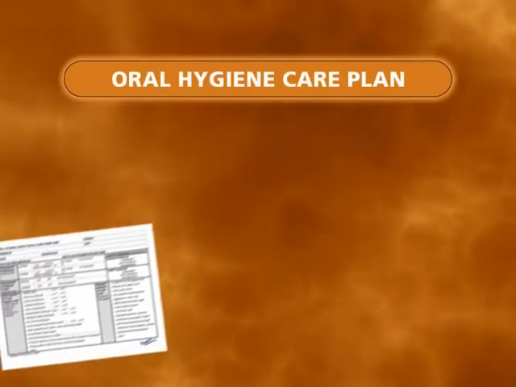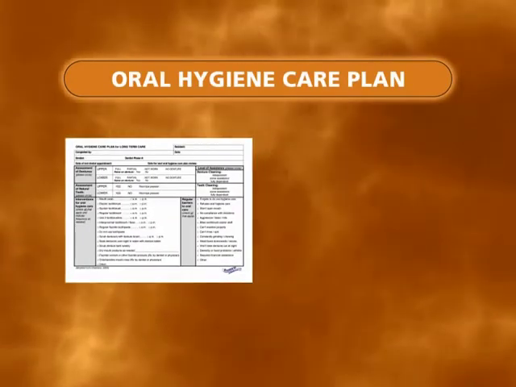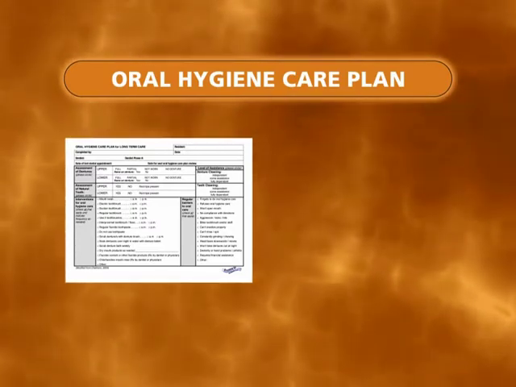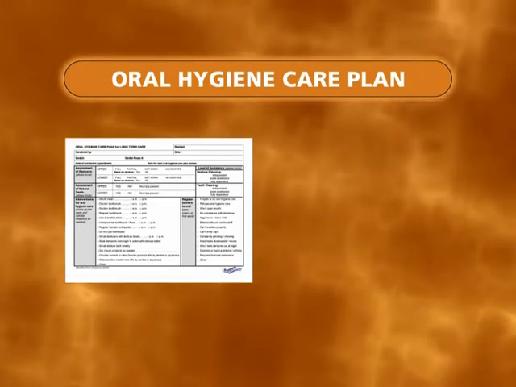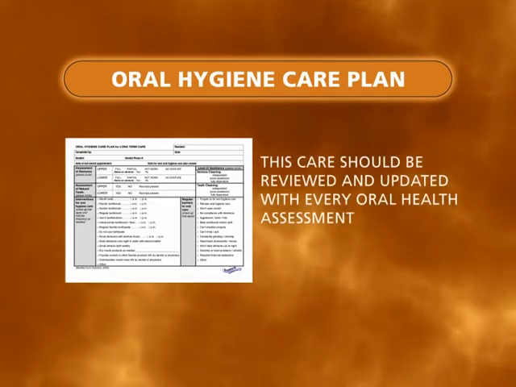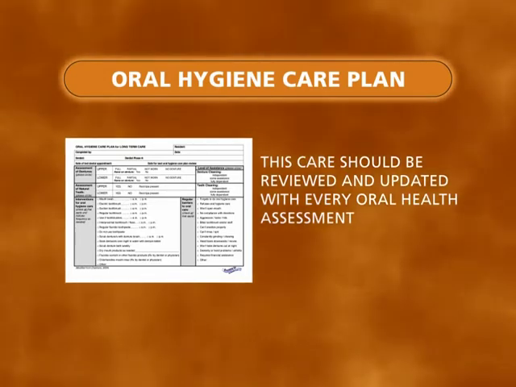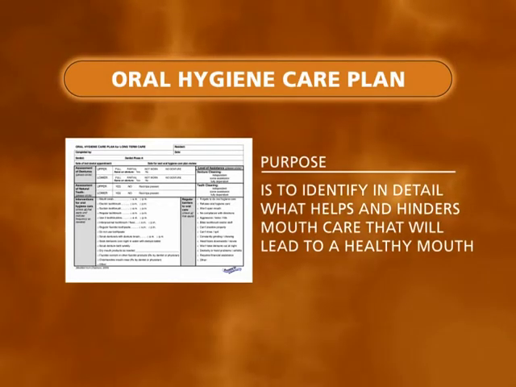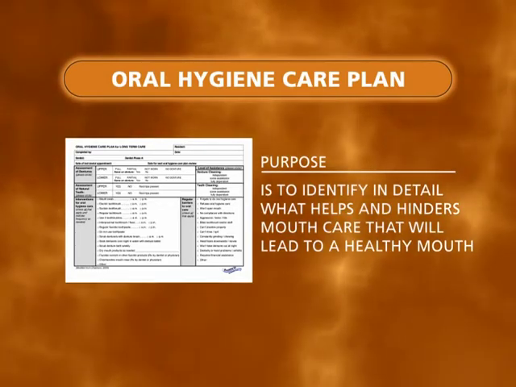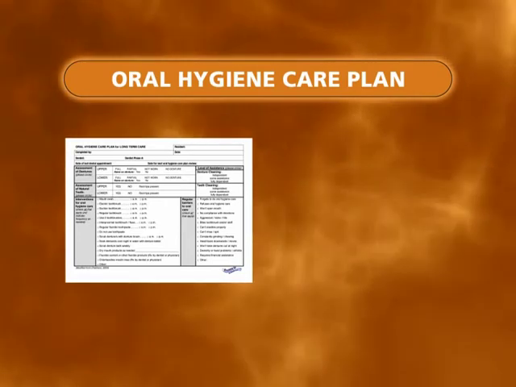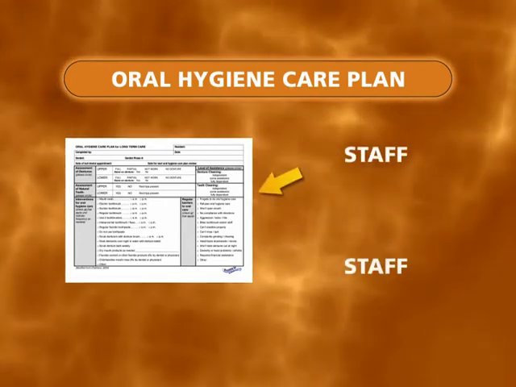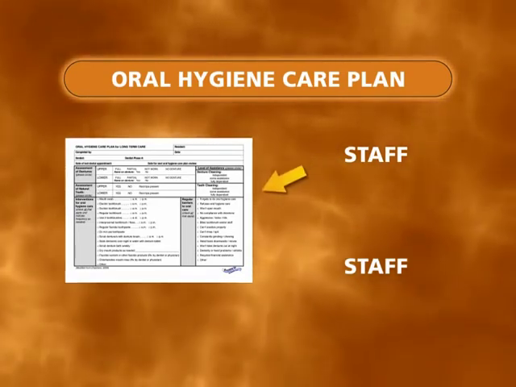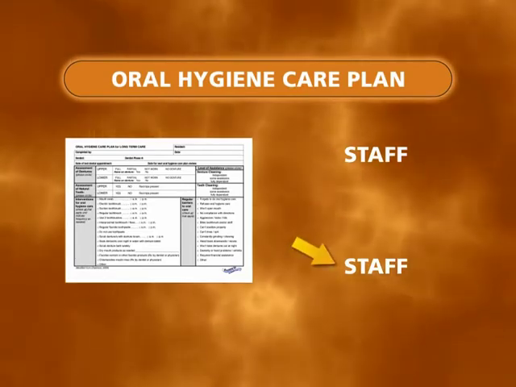Oral Hygiene Care Plan. The Oral Hygiene Care Plan is a tool that can be used to outline what a resident will need to ensure they are receiving adequate and appropriate oral care on a daily basis. This care plan should be reviewed and updated each time an oral health assessment is completed. The purpose of the tool is to identify in detail what helps and hinders mouth care that will lead to a healthy mouth. It provides a way for staff to communicate about the oral care of individual residents and can also provide a record of whether or not progress is being made over time.